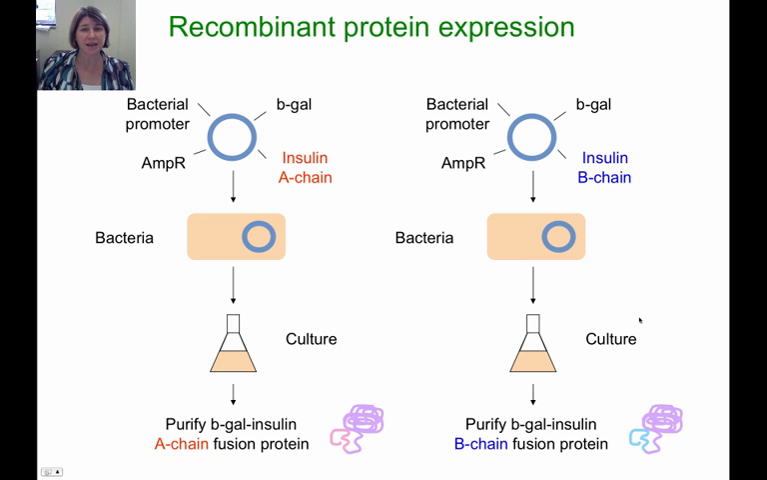In the case of insulin, we would actually do this in two stages because the insulin protein is made up of two separate chains. There's the insulin A chain and the insulin B chain. So we would produce each of these, purify them, and then bring them together so that we were able to produce a recombinant insulin which is functional within a human.